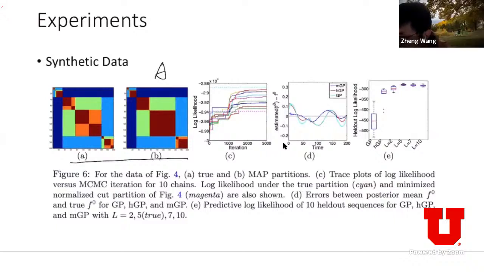And C is the plot of Monte Carlo for 10 chains. The chains here should be the Markov chains for the sampling process, and it shows how the likelihood changes during the training process.